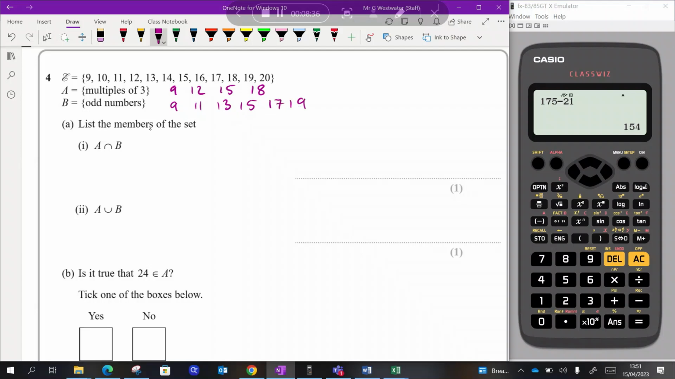And we're looking for the members of the set A intersect B. So that's anything that's in A and in B. So that's 9 and 15.